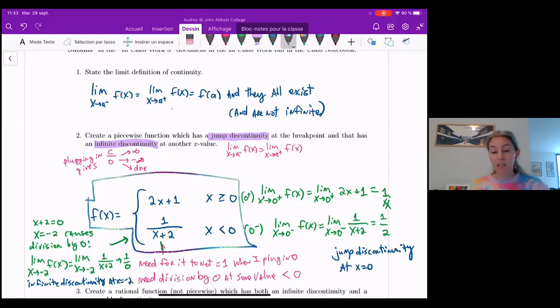Is it the only possible function? No, there are an infinite number of possible functions that I could have found there. The only thing that had to be true was the left and the right side had to be different, and I had to have division by 0 on the interval that I defined.